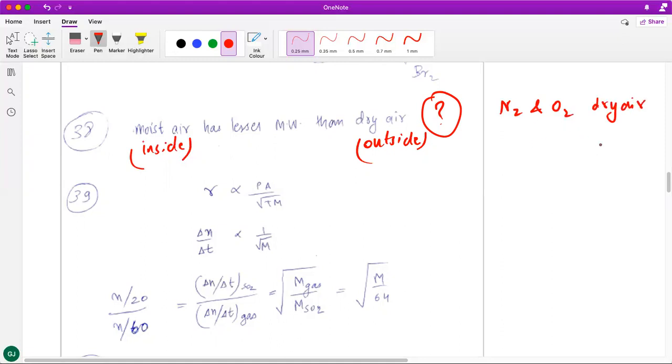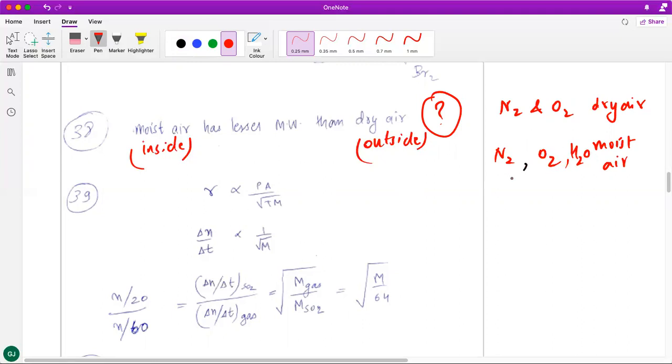Okay. While moist air, how will moist air be formed? We will replace some of N2 or O2 and add H2O.